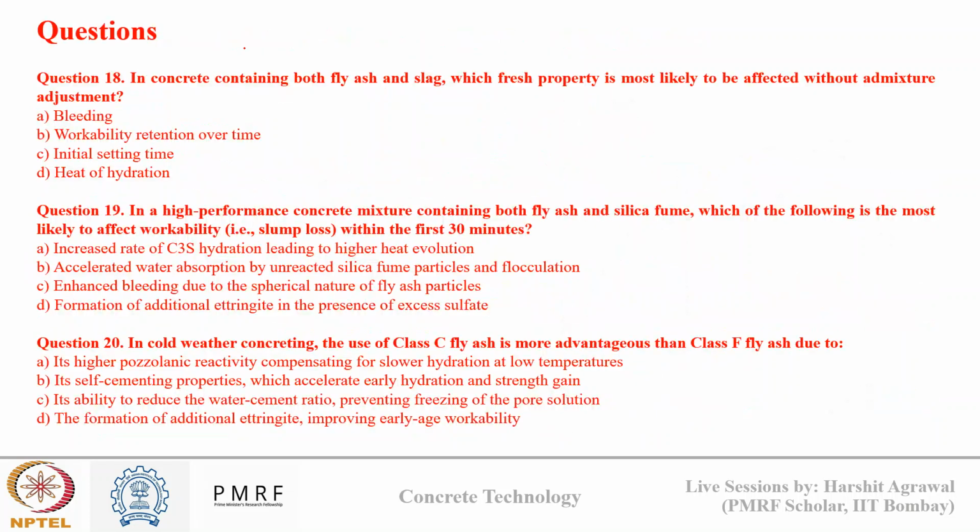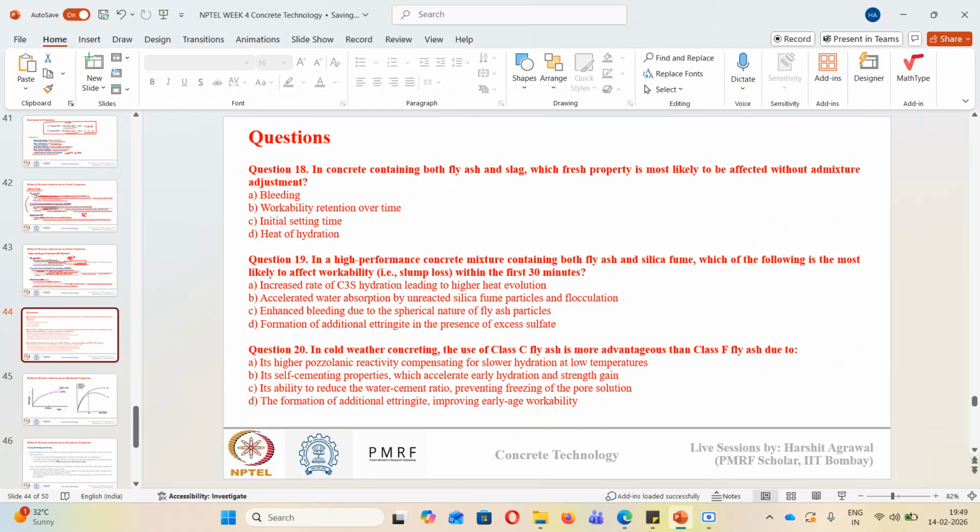Now try to answer these three simple questions based on the effect of SCMs on fresh properties. Okay, so you just need to remember two points: the shape of the SCM and the fineness of the SCM. Both these things dictate the effect of SCM on fresh properties: shape and fineness. So, what will be the answer for question number 18? In concrete containing fly ash and slag, which fresh property is most likely to be affected without admixture adjustment?